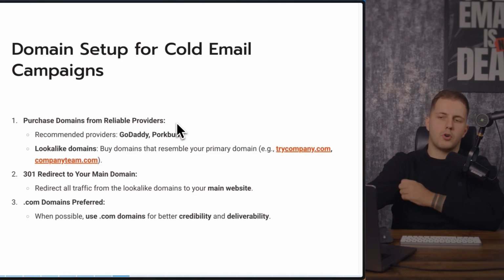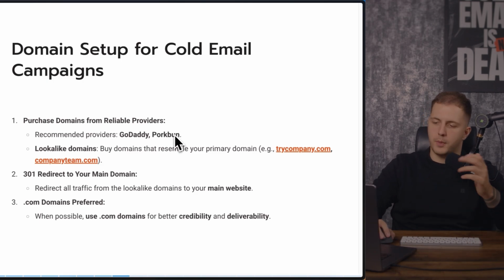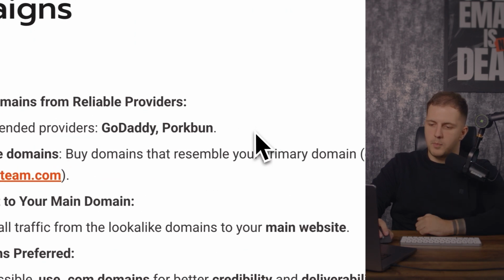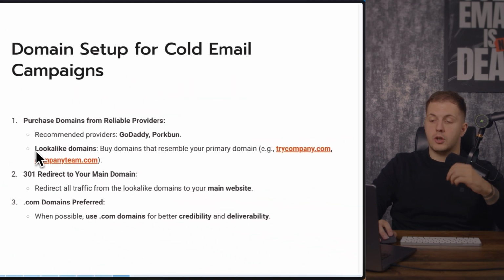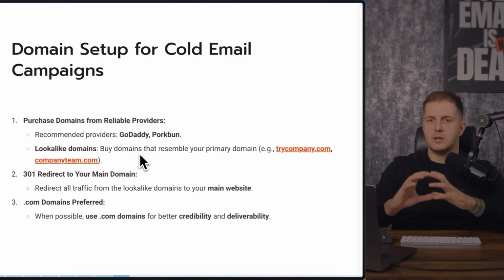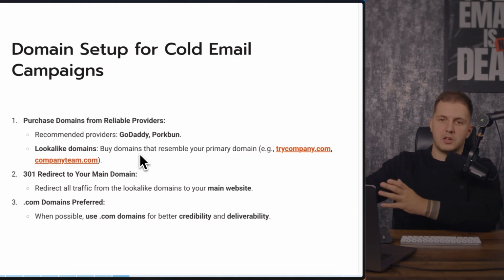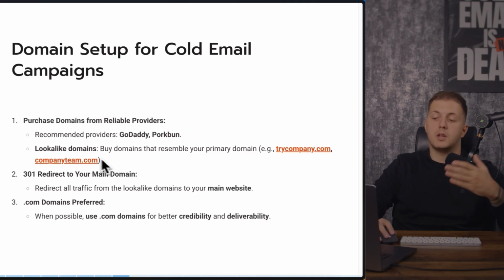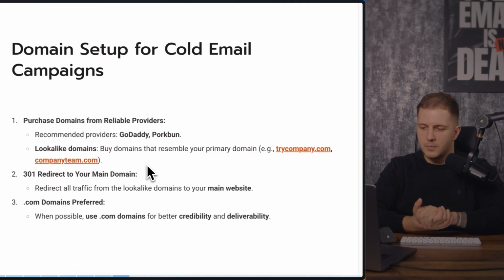Now, how this works in practice is you definitely need to purchase dedicated cold email domains, and you can use any domain or hosting platform like GoDaddy, Porkbun, and so on. I personally use Porkbun, but you can use essentially any platform. And you need to purchase lookalike domains, which means similar domains to your primary website domain. For example, if your company's domain is company.com, you would purchase trycompany.com, companyteam.com, or similar domains.